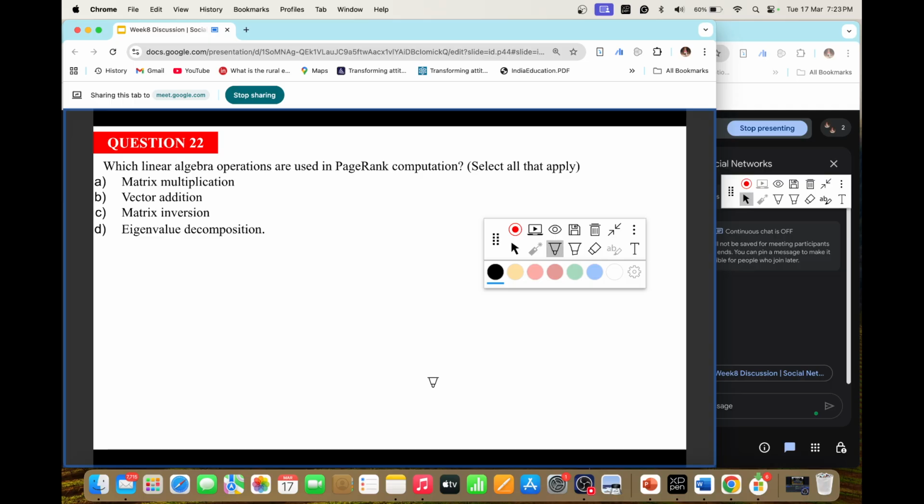Let's move on to the next question. Which linear algebra operations are used in PageRank computation? Matrix multiplication, vector addition, matrix inversion, eigenvalue decomposition. So matrix multiplication and vector addition are correct, but you also have to understand eigenvalue decomposition. So A, B as well as D, because it will take the direction of the largest eigenvalue, the first eigenvalue. That is why convergence usually happens. So A, B as well as D is the correct answer.